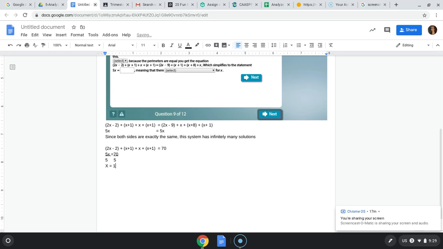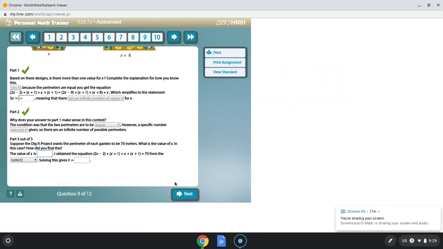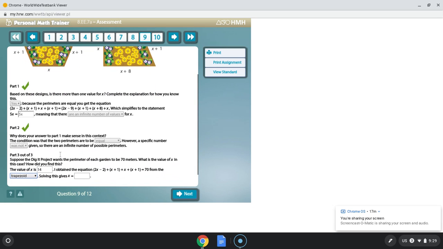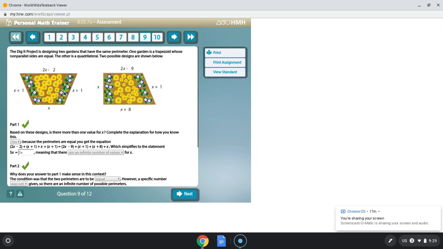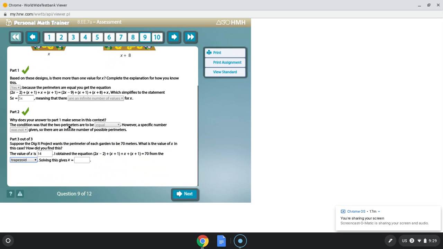5 goes into 7 one time, and we have 2 left over. So 20 divided by 5 is 4. So it's going to be 14. Let me check my answer over here. So the value of x is 14. I obtained the equation from the trapezoid, because we used the first one. Oh, no, this is not a trapezoid. Oh, yeah, this is a trapezoid. Sorry, I was getting it confused with the parallelogram. Okay, solving this gives x equals 14.